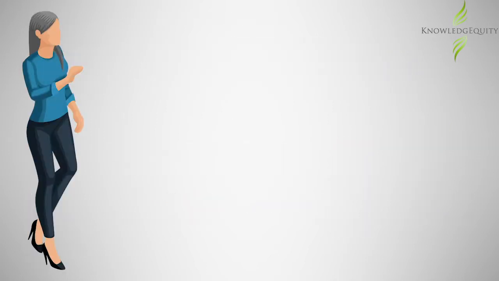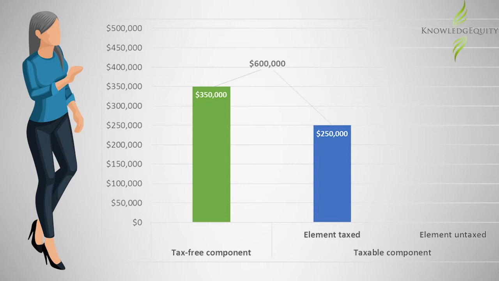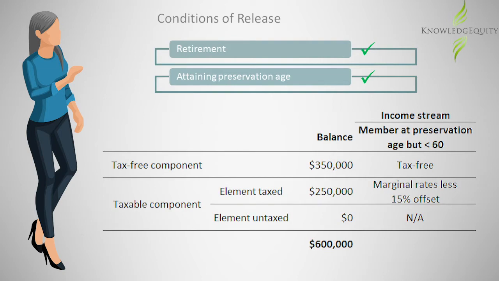Jenny is aged 59, has reached preservation age and retired. Her superannuation fund has a tax-free component and a taxable component, with the taxable component being element taxed. She has met the conditions of release and withdraws an income stream from her superannuation fund. Given the type of benefit, her fund's tax status and her age, the element taxed amount of Jenny's income stream will be taxed at her marginal rate less a tax offset.